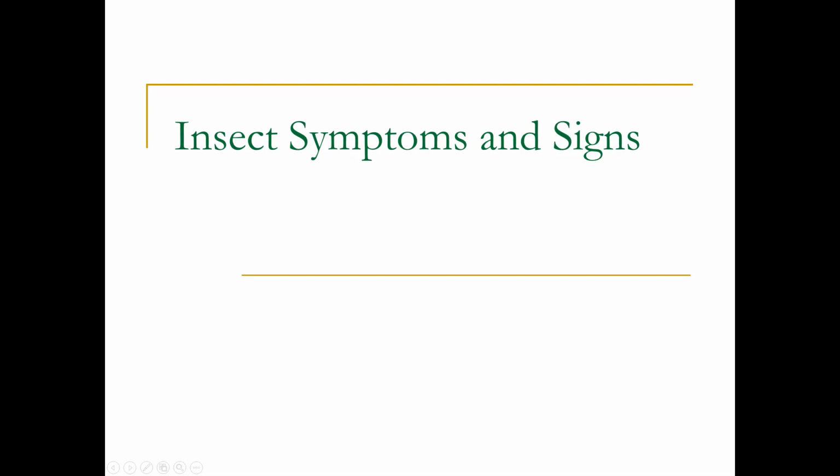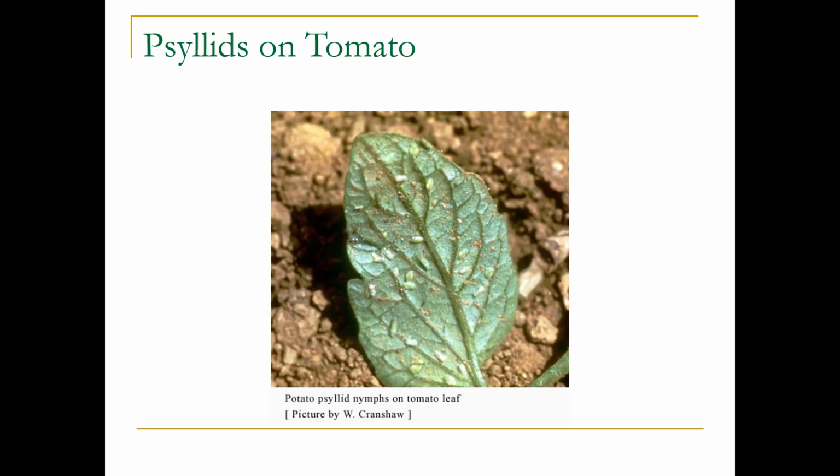So for the most part, you're going to see insect symptoms and signs. Very often you won't see the insect. Of course, some of the signs would be the actual insects. This is psyllids on tomato. It has piercing, sucking mouth parts. So if you were to look at the top portion of the leaf, you would see stippling.